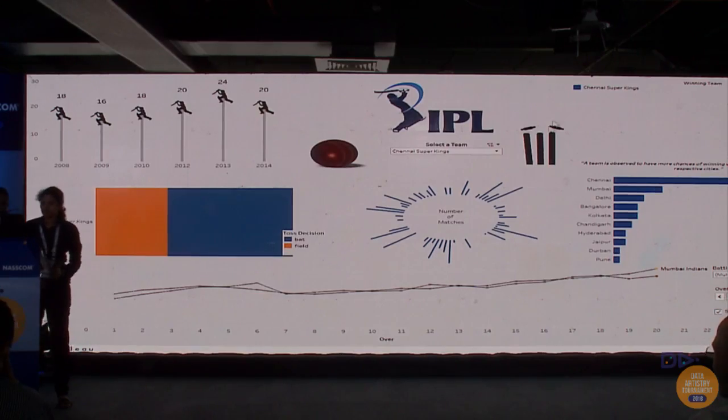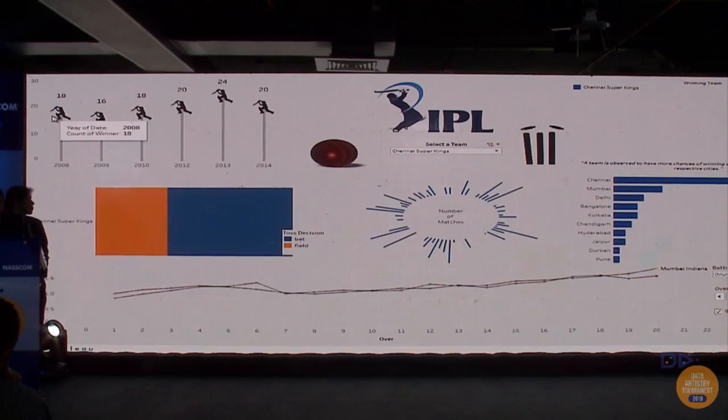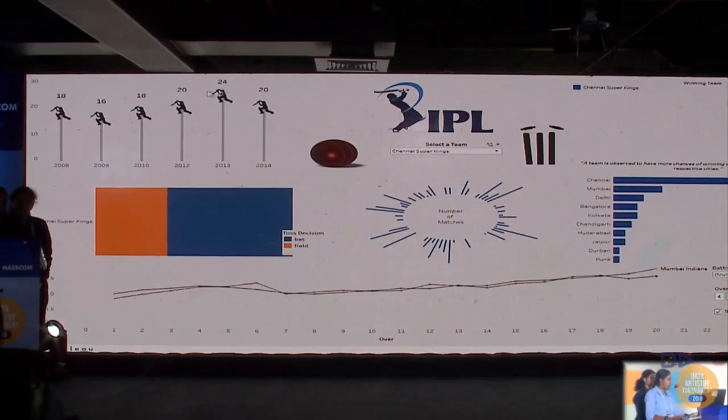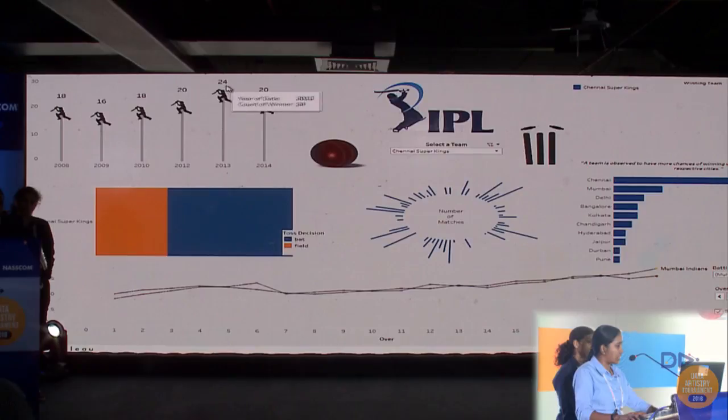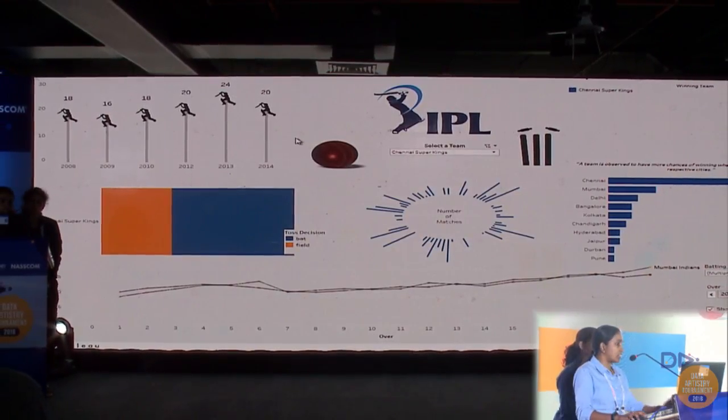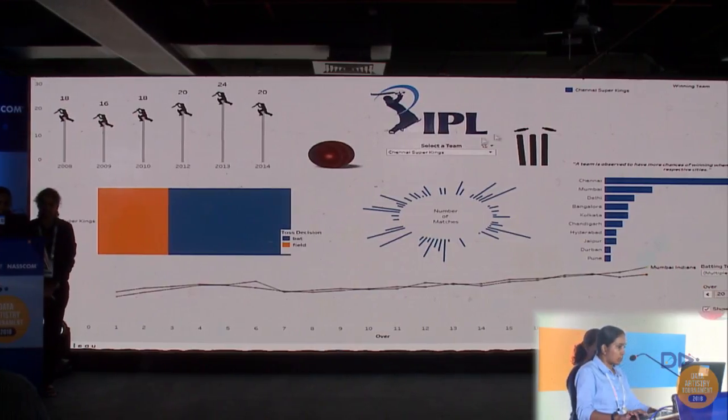Over to Archana. So as per our data, the first chart shows year wise the number of wins that the Chennai Super Kings have scored. In 2008 it was 18, and then it was an increasing trend till 2013, and from 2013 it has started decreasing. So that is the year wise winning rate of Chennai Super Kings.